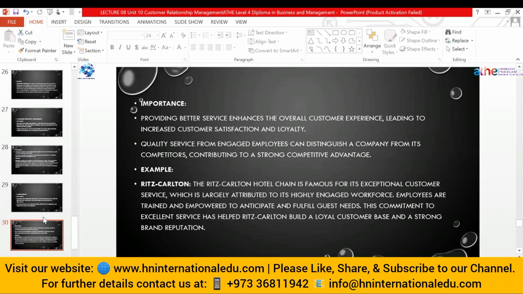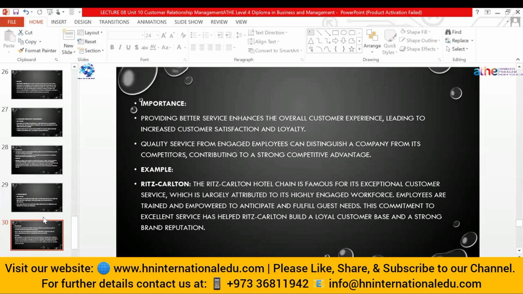Importance. Providing better service enhances the overall customer experience, leading to increased customer satisfaction and loyalty. This should be the keyword, honestly, for this course because we have to satisfy the consumer. Quality service from engaged employees can distinguish a company, differentiating it from its competitors and contributing to a strong competitive advantage. That is, from the competitors which are working in the same industry, providing the same service, you can align to be a better one. You can be the superior one by having this extreme quality.